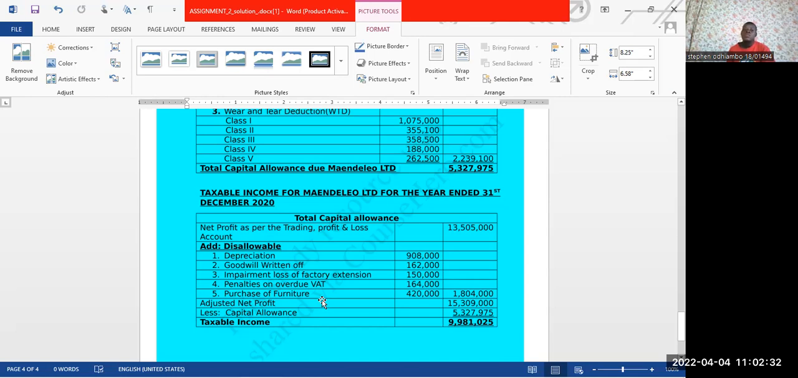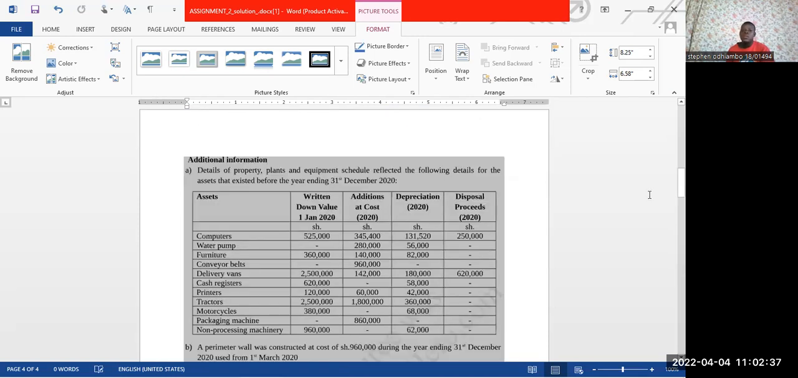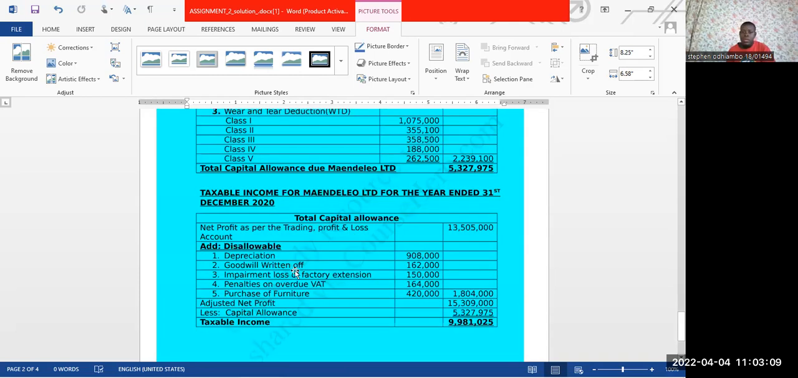I know somebody can ask me, how do we get depreciation? All this information you have in your question. So like depreciation, there is no need even of asking how we get depreciation, and the depreciation is in this column. Even if you are blind, guys, just work smart, you will score some mark. So under depreciation, you will be looking depreciation like computers 131,520, and you just check them like that up to the last. We have motorcycle 68,000. Then you come down here when you are giving your deductions or disallowable expenses, we have depreciation.